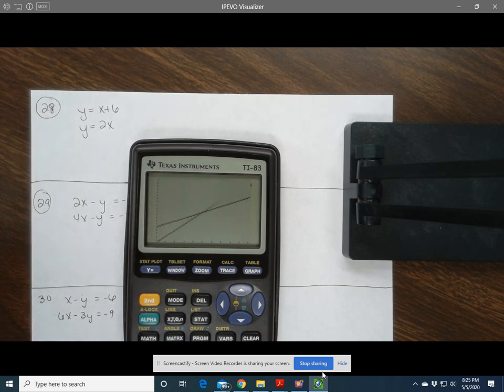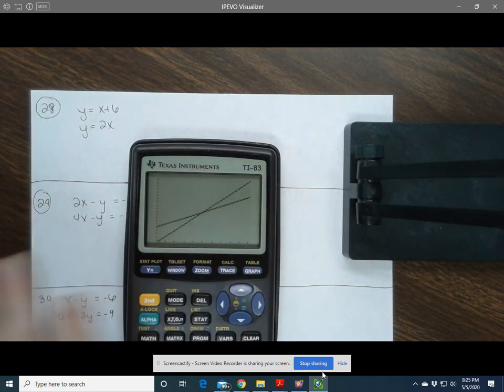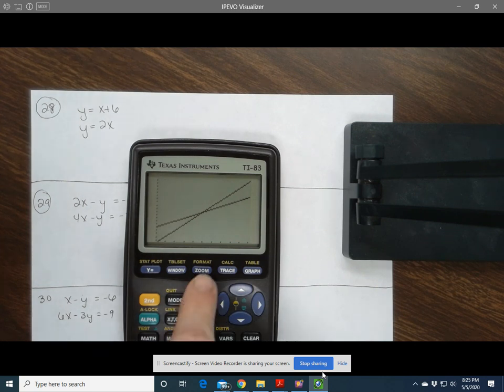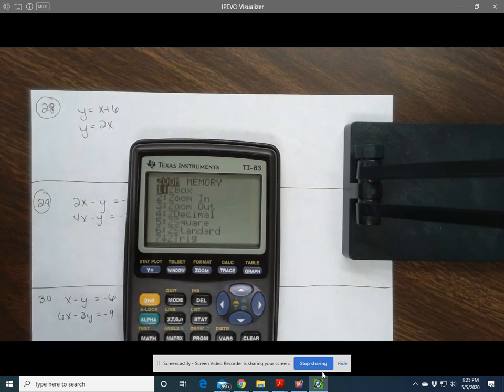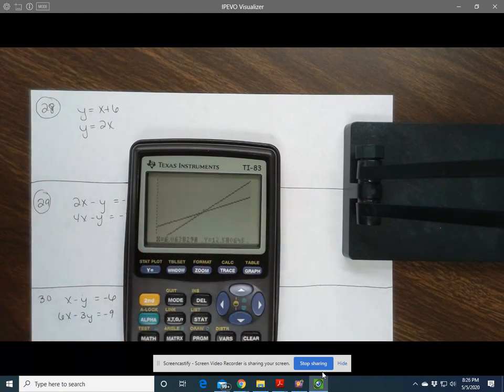Now, here's what sometimes can be tricky. If it's not in your window, like say you could not see the point, you can hit the zoom button, and then you have to go down to zoom out, which is 3. So I would hit 3 and then hit enter, and it's going to zoom out so I can see it better, because at first I had to already do this.